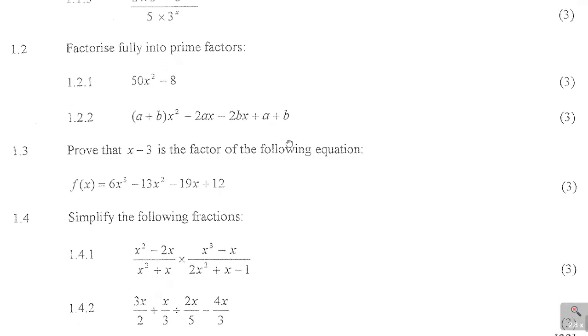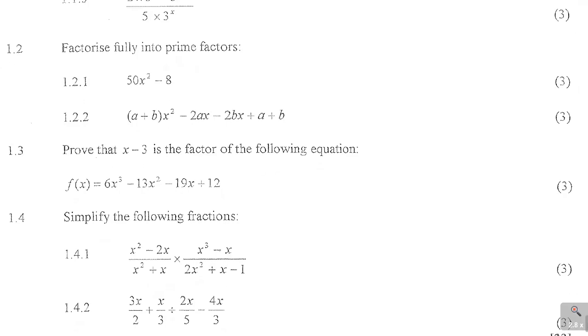We're looking at question 1.2 now. This question is one of the most common questions that you can find in your N3. It says factorize fully into prime factors. I've seen this question more than once. It's 3 marks. We are given 50x squared minus 8, and you're supposed to solve that. I'm saying this because I've dealt with this question more than once in the previous revision sessions.